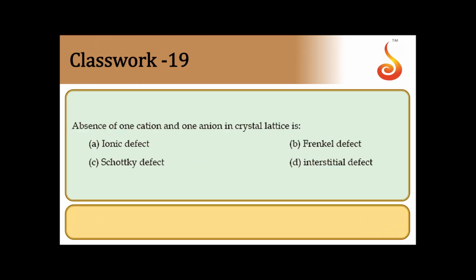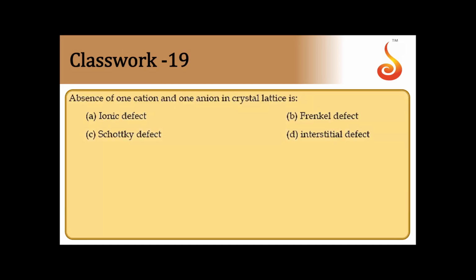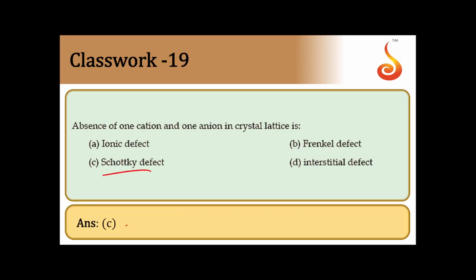Then, absence of one cation and one anion in a crystal is again a pair missing. Pair missing means again the same answer, a Schottky type of defect, where a pair is missing. So the answer is option C.